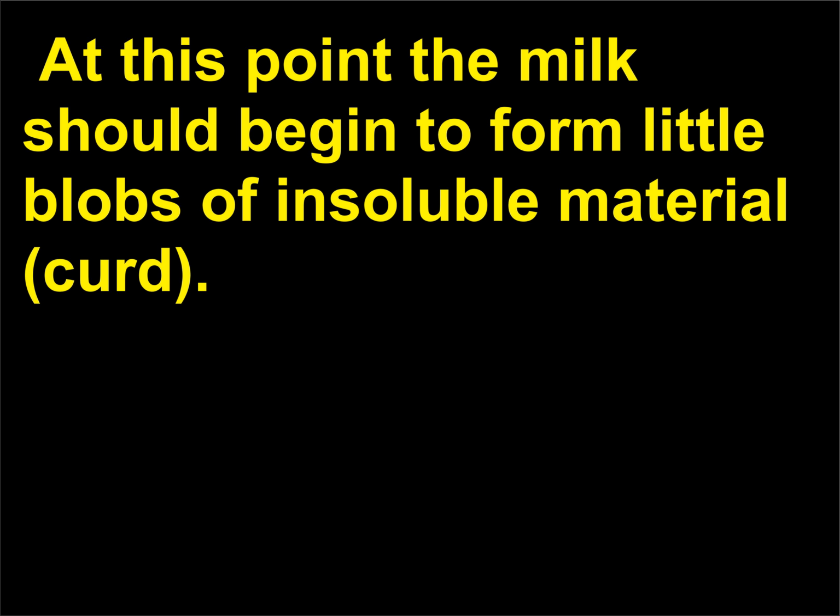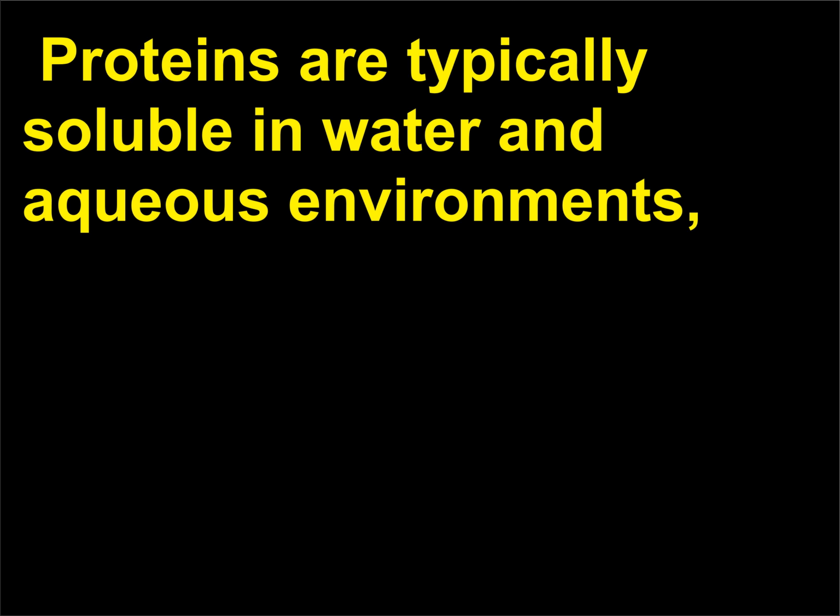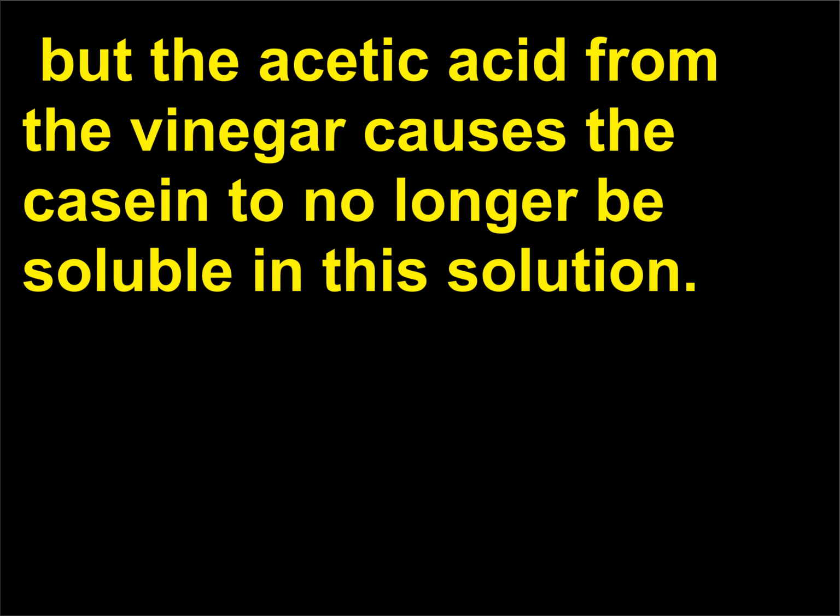At this point the milk should begin to form little blobs of insoluble material, curd. These are a substance called casein, which are a class of proteins found in milk. Proteins are typically soluble in water and aqueous environments. But the acetic acid from the vinegar causes the casein to no longer be soluble in this solution.